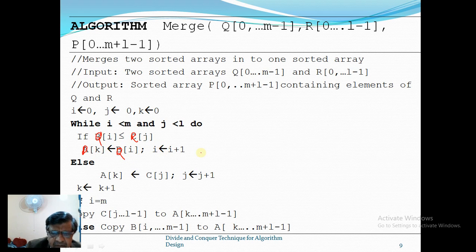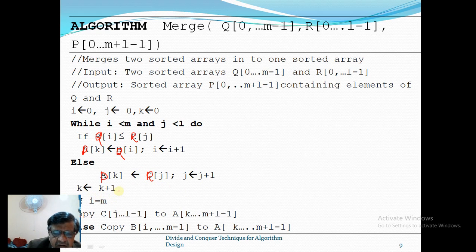So I equal to I plus 1, I should move, because from this array we have plucked the element. Then else P of k should receive the element that remains in R of j, and j will be moved to j plus 1. So k equal to k plus 1.